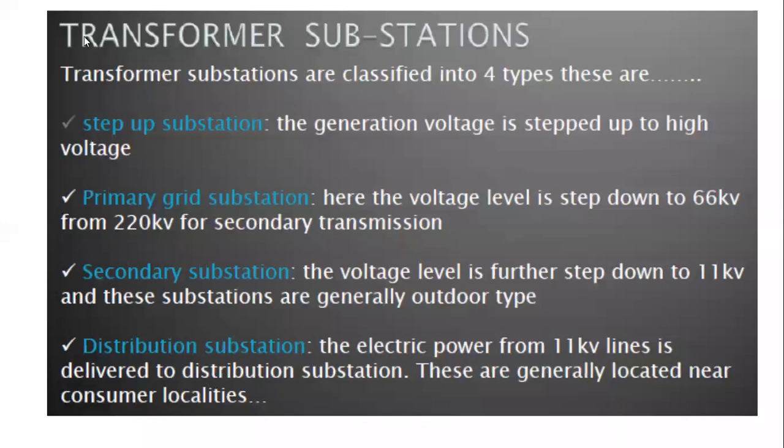Understand? Next, coming to the transformer substations. These transformer substations are of four types. That is the step up substation, in which we can increase the voltage levels. Next, primary grid substations. The voltage level is stepped down to 66 kilovolts from 220 kilovolts. Like secondary substations, the voltage level is further stepped down to 11 kilovolts.